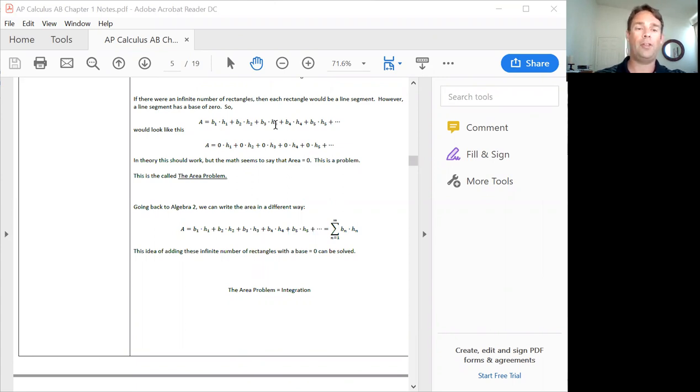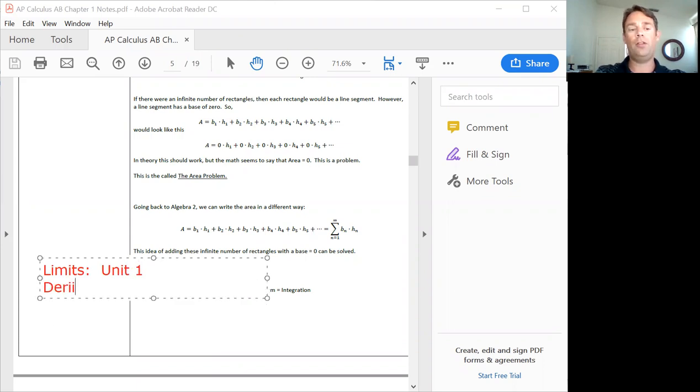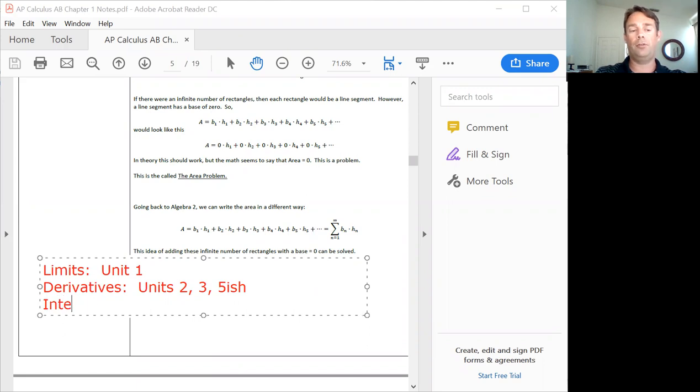So again, to recap here, and I know this was probably a lot to take in at the beginning, but it just gives you an idea of where we're going. We're going to start off dealing with limits. And we're going to use this idea of limits to help us figure out the instantaneous rate of change, to help us figure out the area, units 2, 3, and a little bit of 5. And then we're going to use this idea of limits to help us figure out how to deal with integrals. That's units 4, a little bit of 5, and 7.